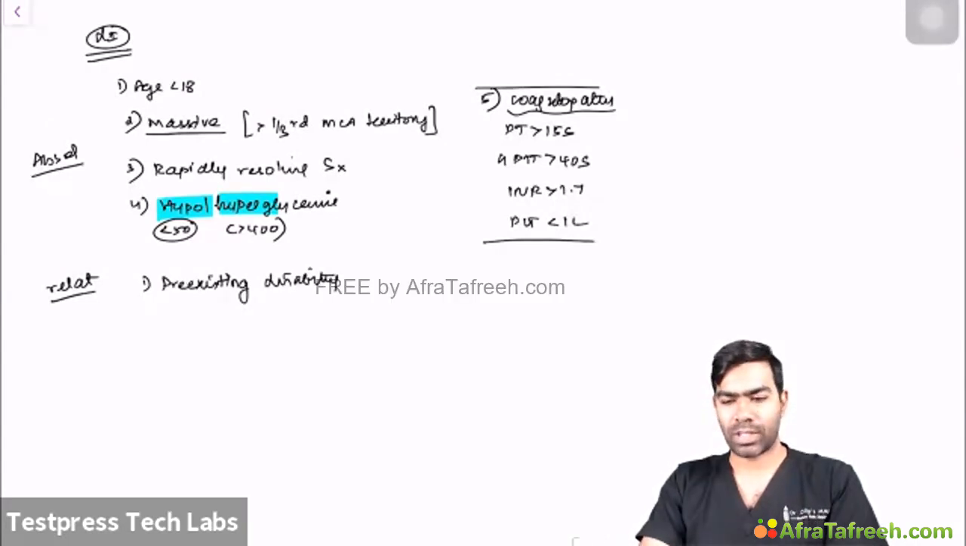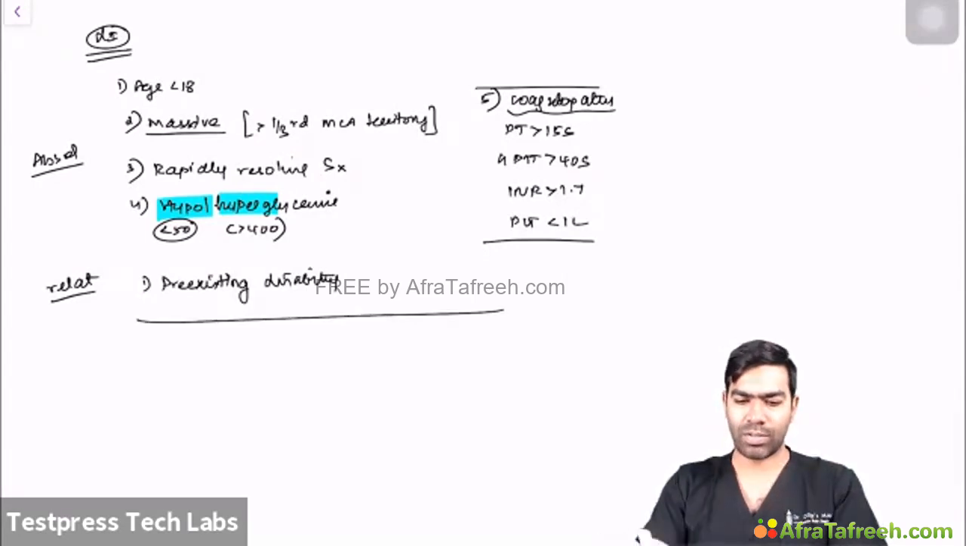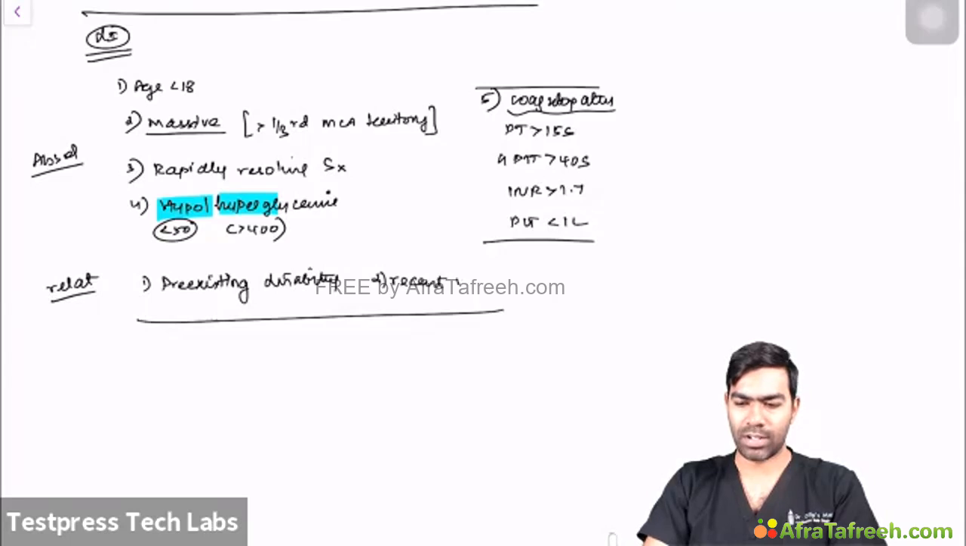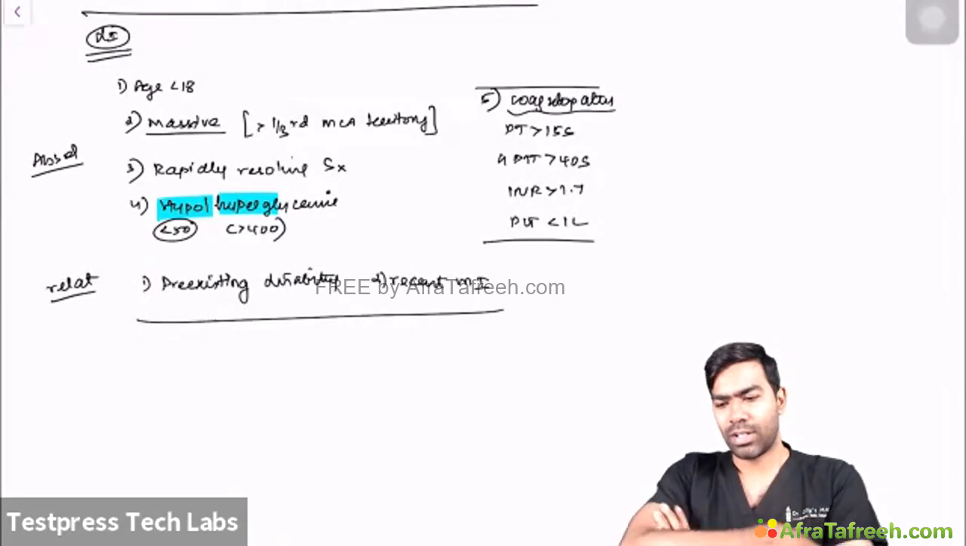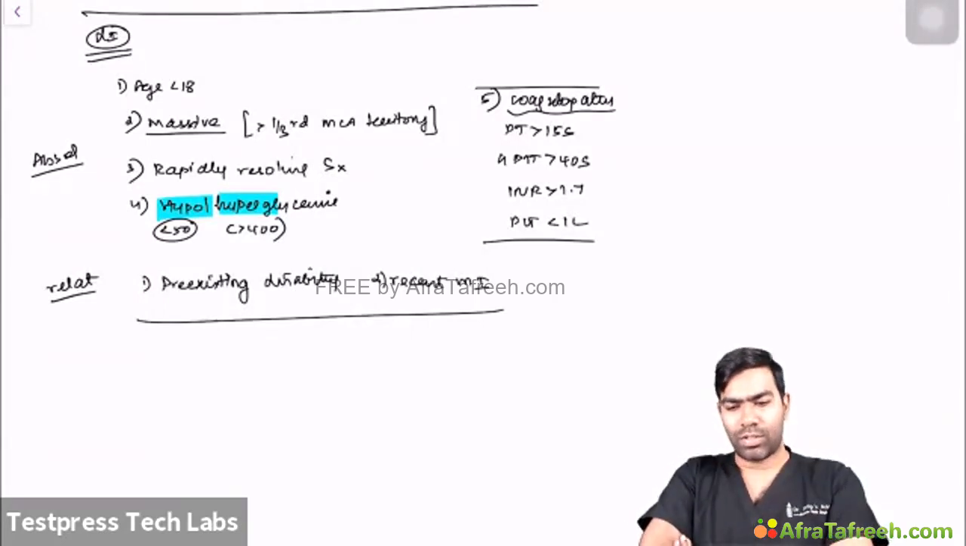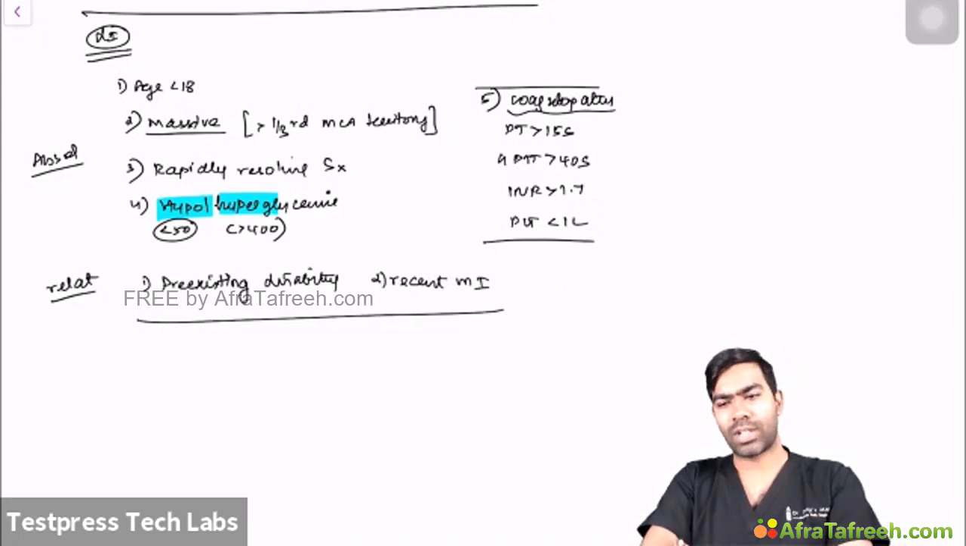Then other things we know already, if the patient is having aortic dissection, you don't thrombolyze. So everything is going to be the same. So relative is the pre-existing disability. And one more relative contraindication is a recent myocardial infarction. Recent myocardial infarction. So that's a relative contraindication. So apart from that, everything is going to be the same. So whatever is studied for myocardial infarction, it's going to be the same. There's no difference. Apart from this, that's all.